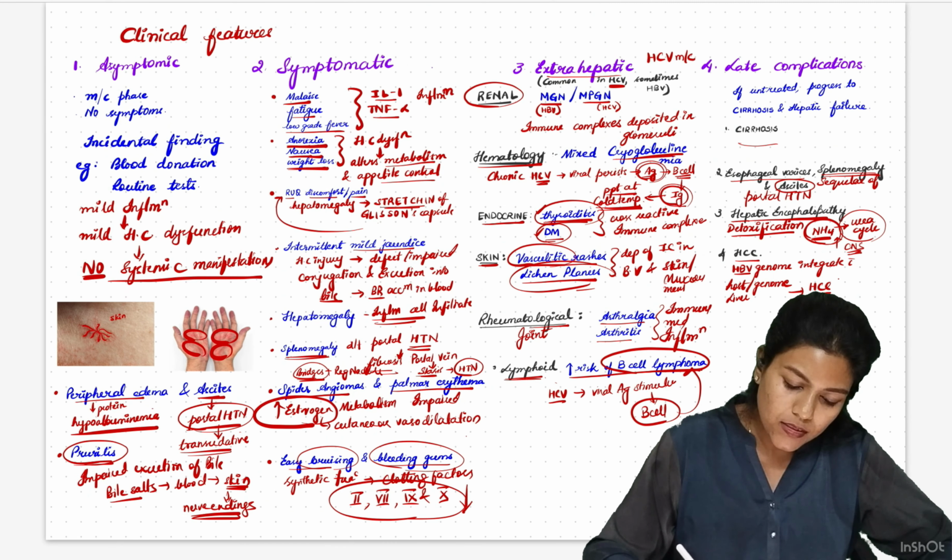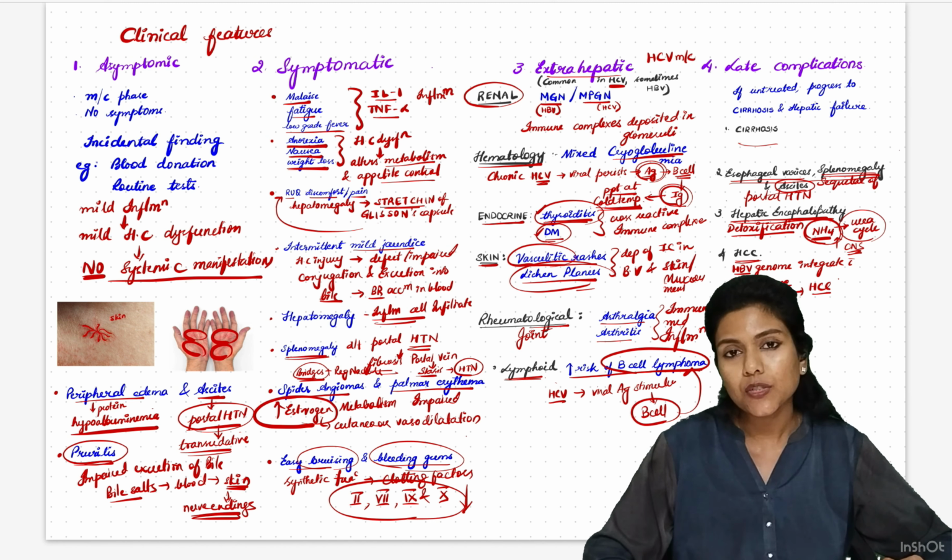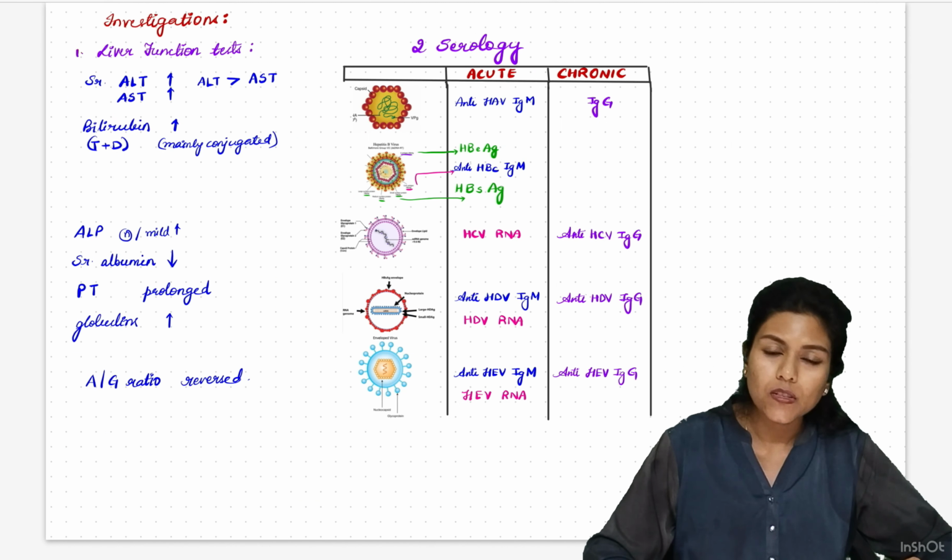So cirrhosis, esophageal varices, splenomegaly, ascites, hepatic encephalopathy, and HCC. These are the late complications of chronic viral hepatitis. Let's move to the investigations of chronic viral hepatitis.